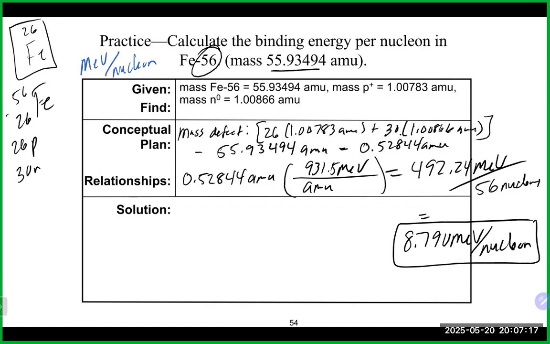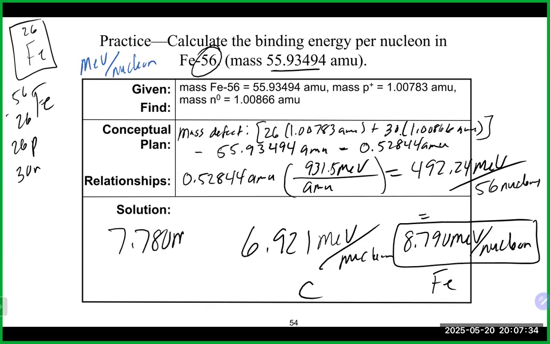Now, in comparison here to the three that we calculated, this is our iron. We did carbon previously, 6.921 mega electron volts per nucleon, and that was carbon. And we did fluorine at the very beginning, ended up something like this. And what we can see here is the iron 56, like we saw on that graph, was at the top. It is the most stable based on binding energy per nucleon. Out of these three, this would be the least stable of the three, right? It was just the smallest binding energy per nucleon. Any questions on that there?